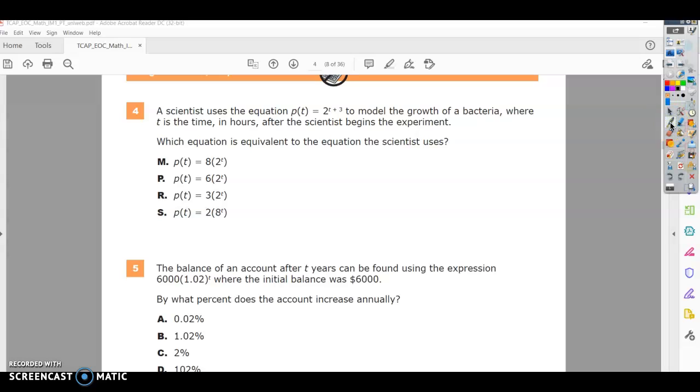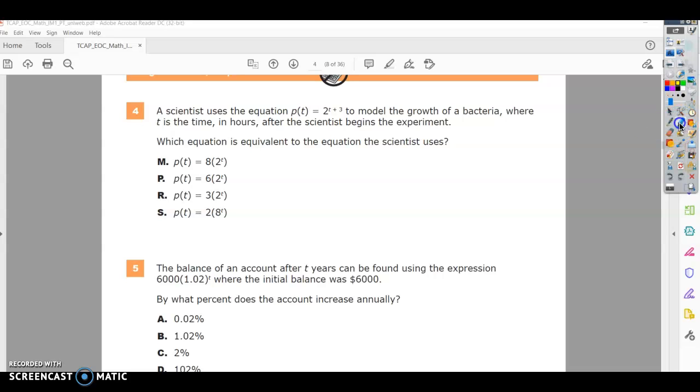Math 1 EOC Practice Test number 4. A scientist uses the equation P of t equals 2 to the t plus 3 to model the growth of a bacteria, where t is the time in hours after the scientist begins the experiment. Which equation is equivalent to the equation the scientist uses?